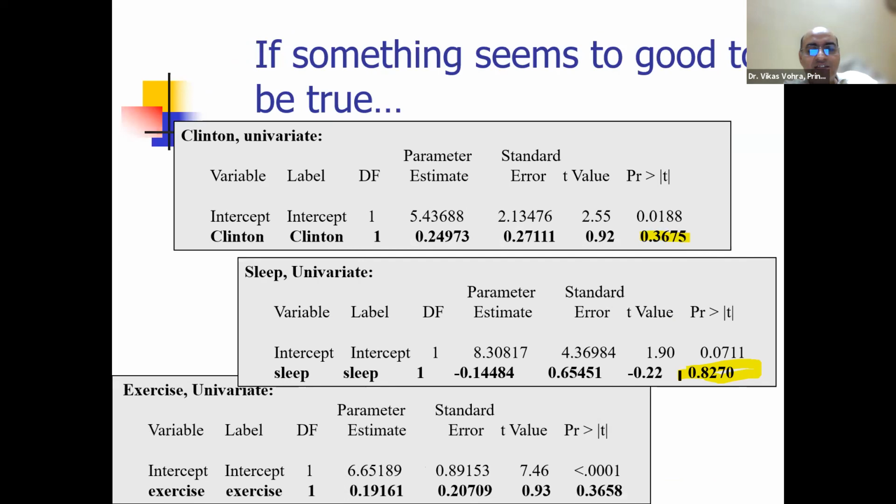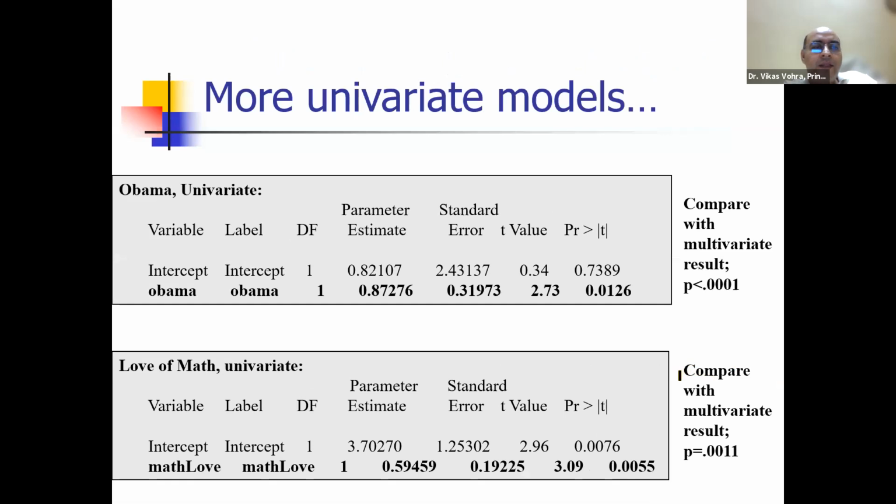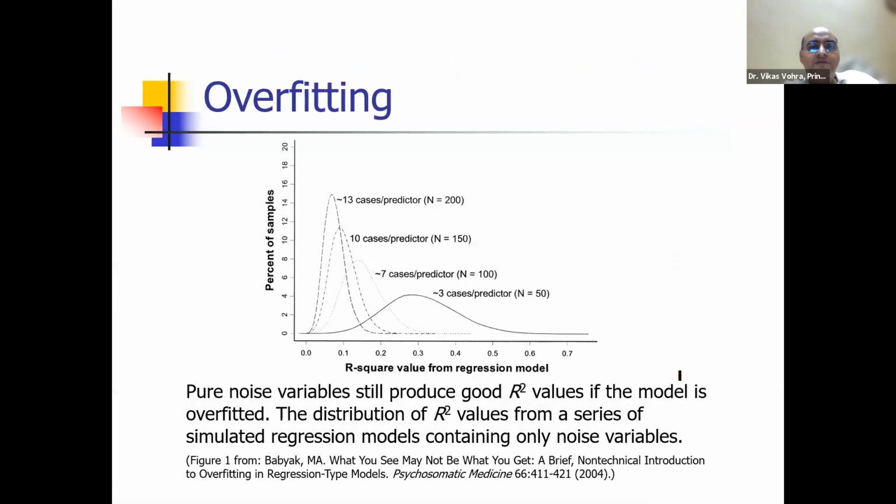If we want to see exercise, again, it is not related to optimism. A person can exercise or may not exercise. Those who don't exercise can also be positive individuals. If we say Obama, it is significant at some level. That means Obama is a positive, optimistic person, and math love is highly significant, and it has a significant effect on optimism. Those who have a mathematical bent of mind will be optimistic.